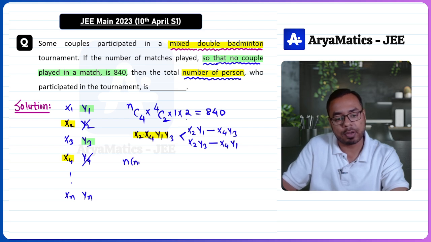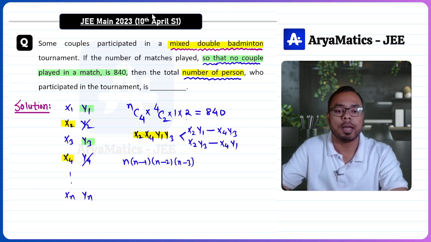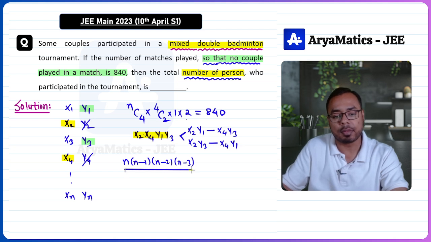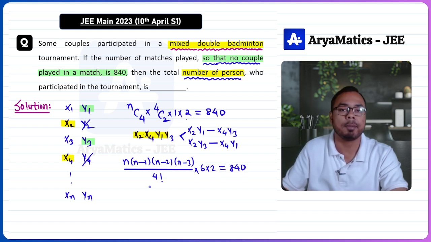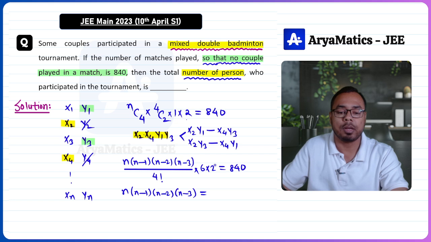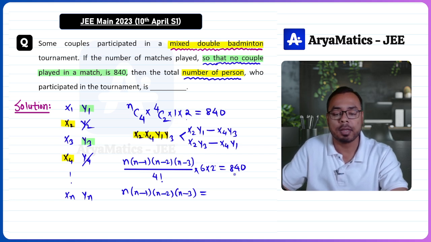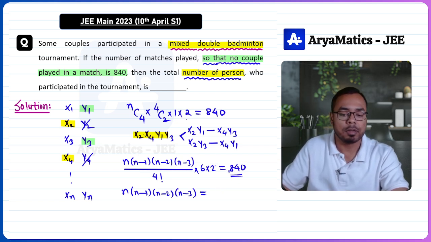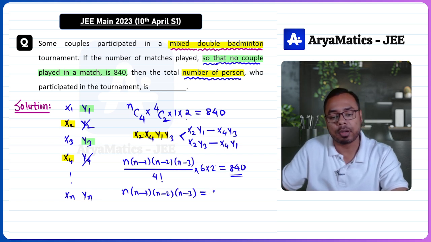NC4 will be n factorial by 4 factorial n minus 4 factorial, so you can write that as n into n minus 1, n minus 2, n minus 3, and then n minus 4 factorial you can cancel from numerator and denominator. In the denominator we have 4 factorial, 4C2 will be 6, into 2, and this is given as 840. So now from here we need to get the value of n. So n minus 1, n minus 2, n minus 3, and on the right hand side 12, so you'll get 2 from here, and 840 you can further break this. When you write this as a product of consecutive integers, you will get 8, 7, 6 and 5.